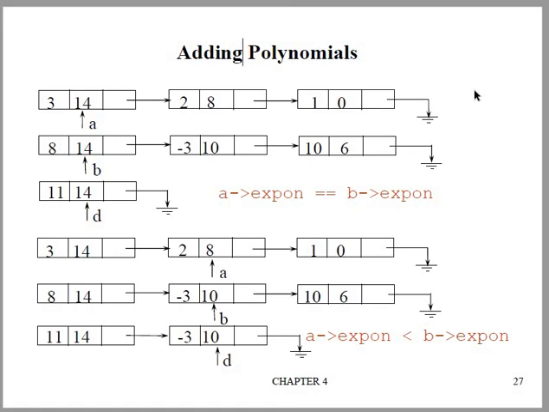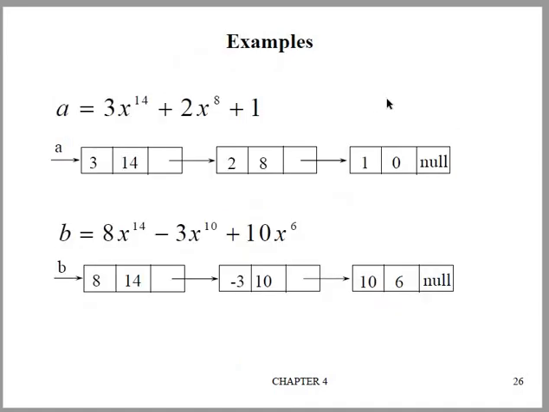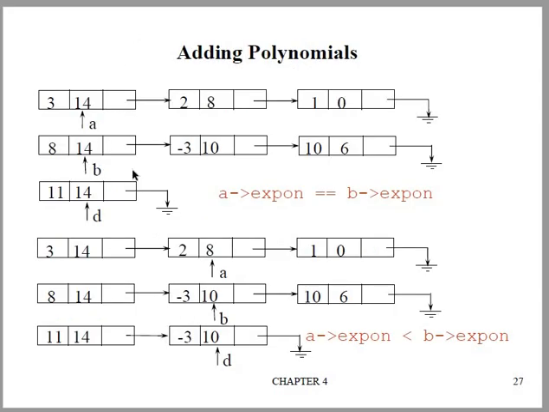Okay, so now let's consider these two polynomials a and b. Both are stored in the linked list, using the dynamic memory allocation method. Now first we want to perform the addition here, so we'll compare the first term 3x^14 with 8x^14. The exponents are the same, so they will be added. So 8 plus 3 is 11, 11x^14, and the exponent will remain as it is.